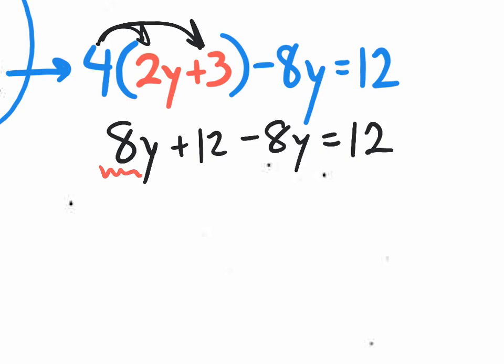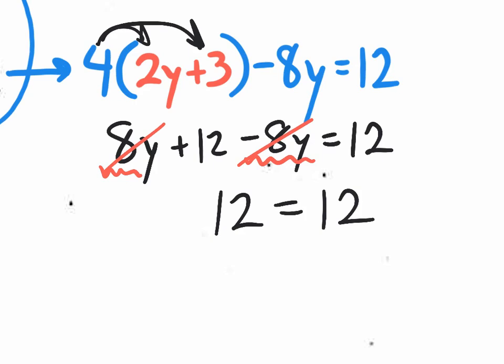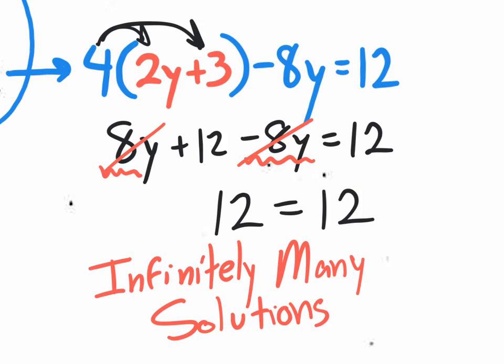What's 8y take away 8y? 0. Cero entero. And then I have 12 equals 12. What? Does 12 equal 12? Yes. When does 12 equal 12? Always. So right here, it's infinitely many solutions. Okay? Infinitely many solutions is the correct answer here.